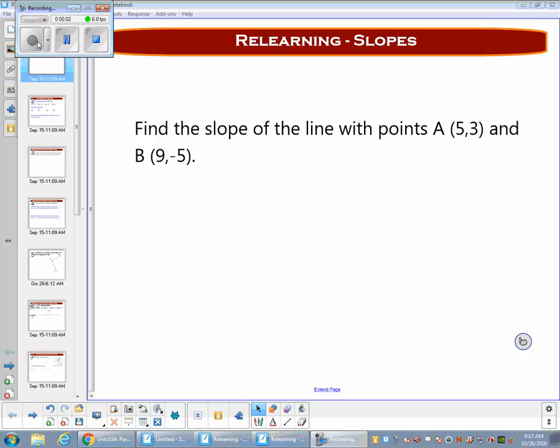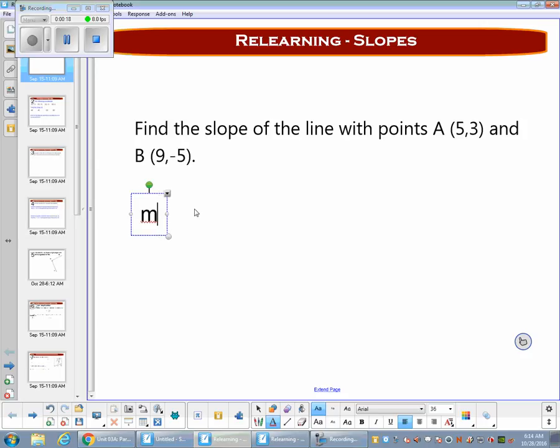Hello, today we're going to look at a few examples on finding the slopes and writing equations of lines. First off, we're going to find the slope between (5, 3) and (9, negative 5). The equation m is going to equal y2 minus y1 divided by x2 minus x1.